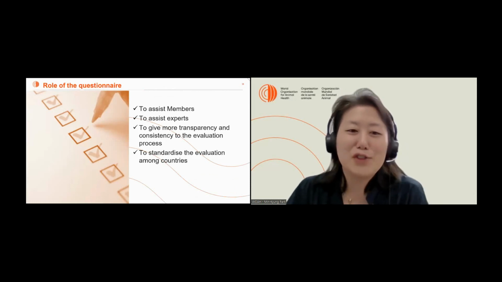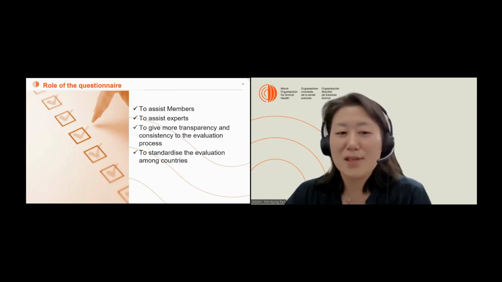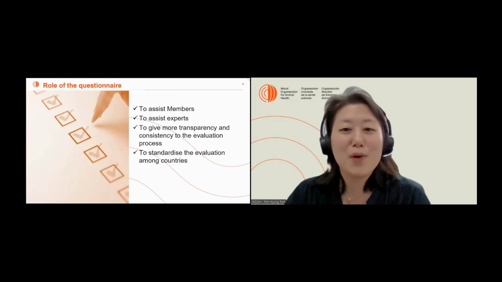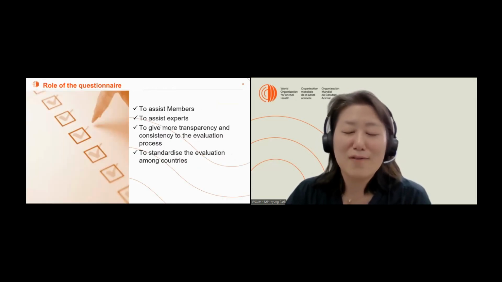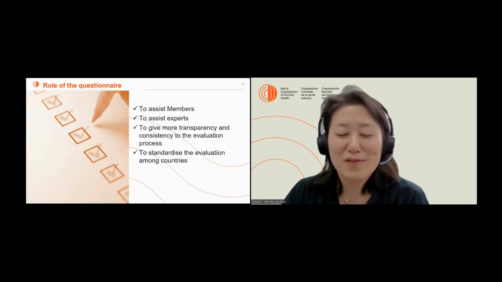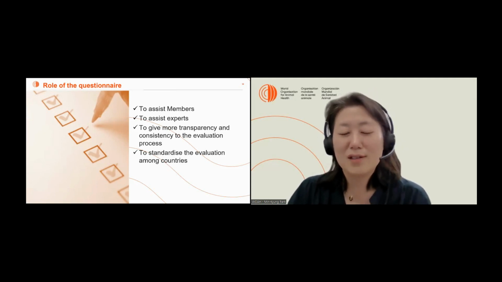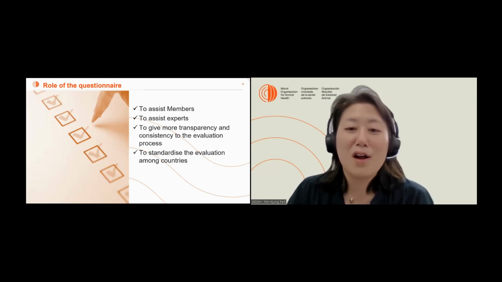So I did briefly mention that there is a dedicated questionnaire for members to complete when submitting an application. And this questionnaire is to assist members to help you compile the information that is needed for assessment by experts, which also assists the experts to make a comprehensive evaluation. It gives transparency on the evaluation process, and it gives some standards in the evaluation process as well, because the same type of information is requested and received and evaluated for this procedure for recognition.